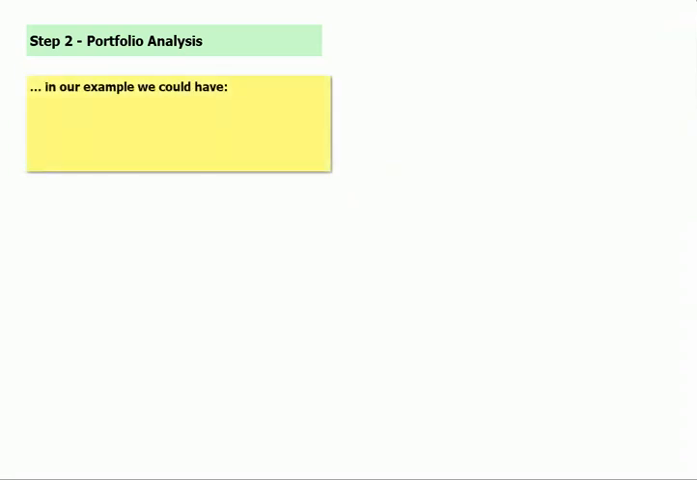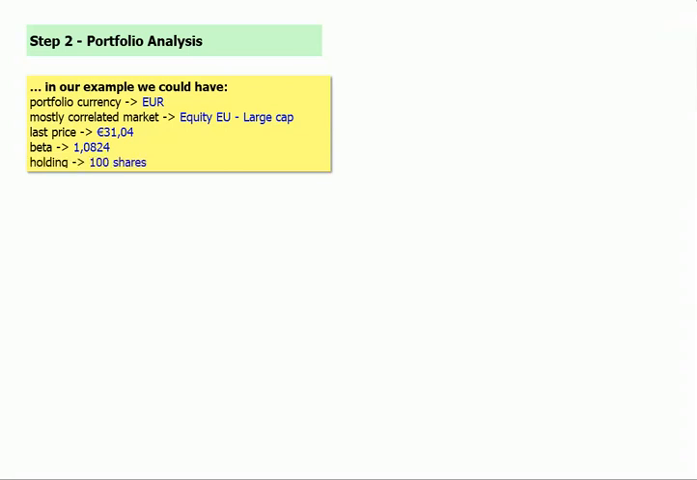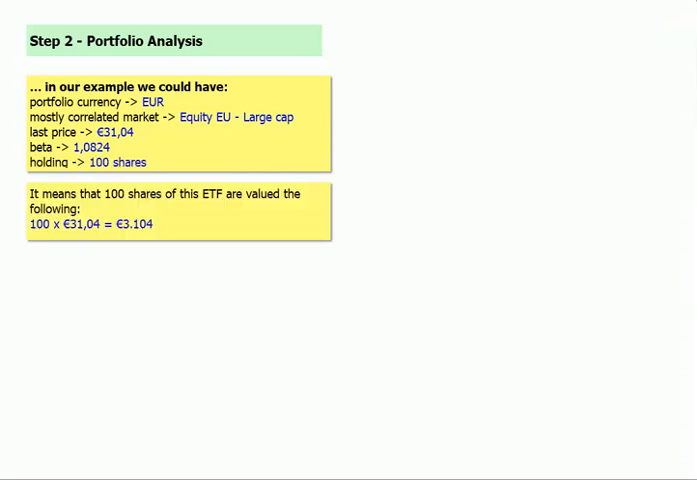In our example, the portfolio currency is euro. The most correlated market is equity euro large cap. Last price is 31.04 euros. Beta is 1.0824. Our holding is 100 shares. It means that 100 shares of this ETF are valued at almost 3,104 euros.